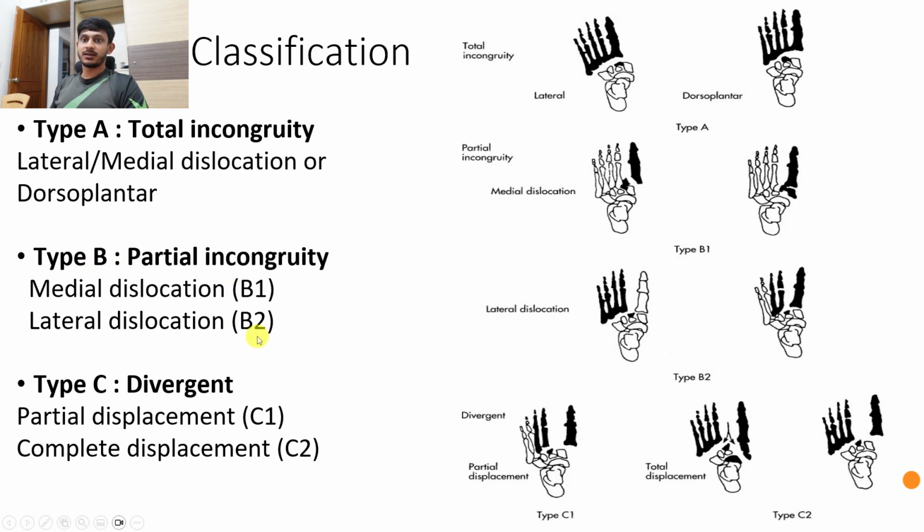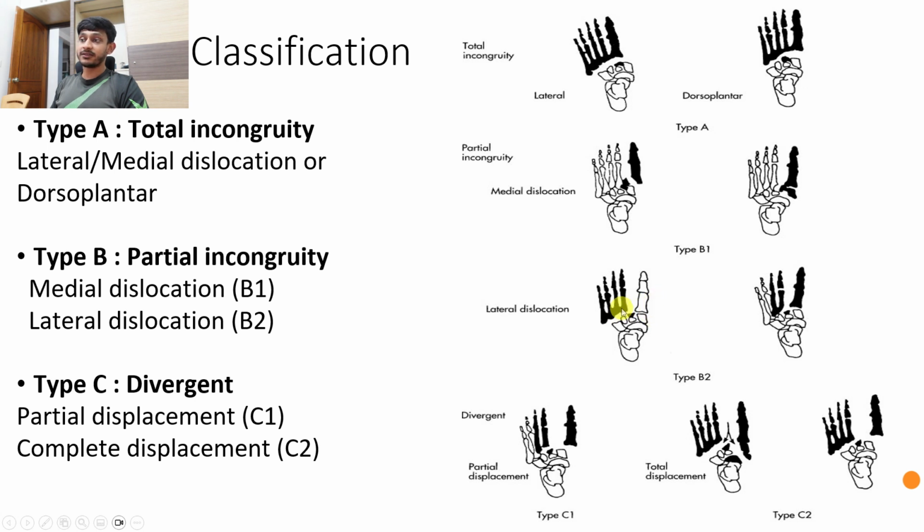B1 is medial dislocation. What that means is the first metatarsal usually dislocates in the medial direction, whereas the lateral four are usually intact. But in rare situations, the first metatarsal can displace medially, along with the second and third also can displace medially. That's B1.